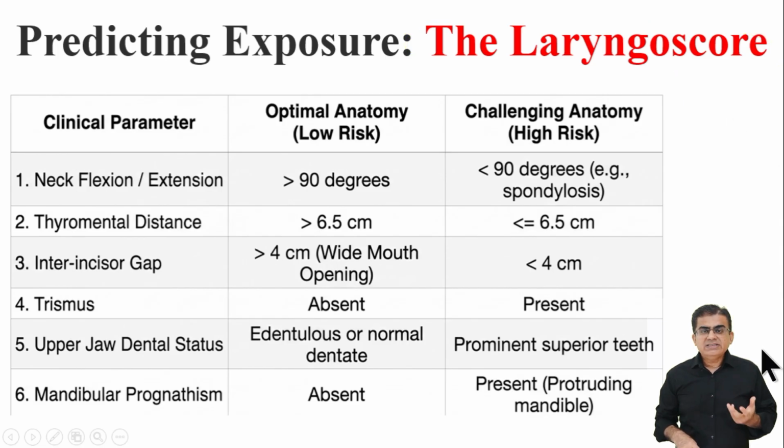Let us look at the first 6 parameters on this table. This column shows the clinical parameters. This column shows whether a particular clinical parameter gives optimal anatomy and exposure. This column shows whether a particular clinical parameter gives challenging anatomy and exposure.